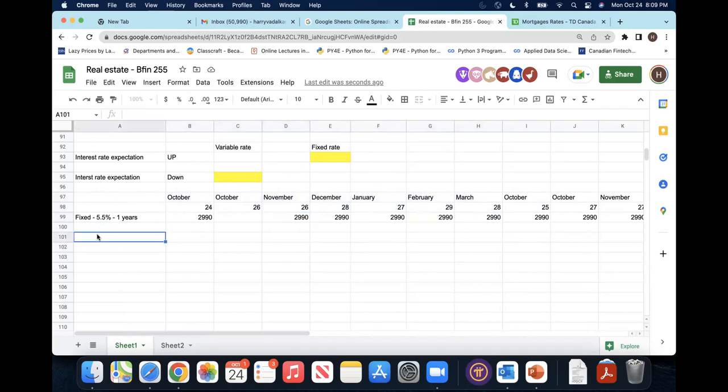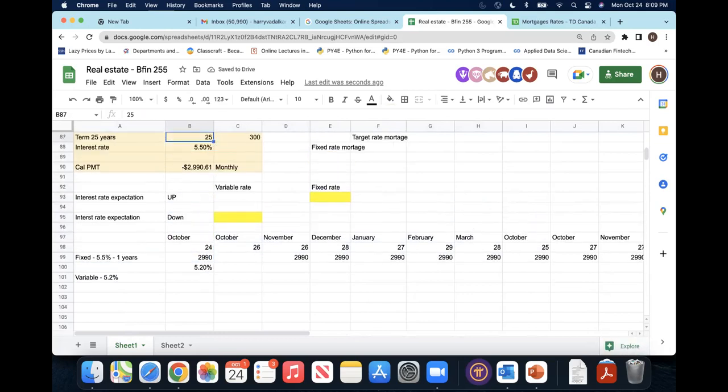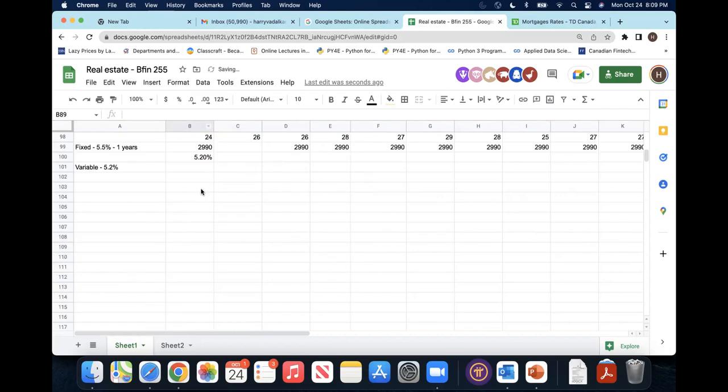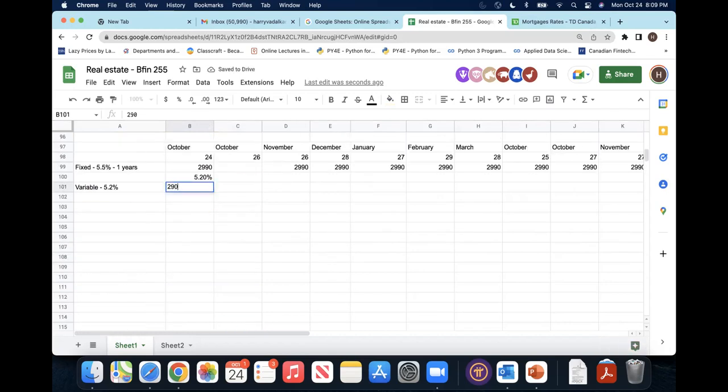Now you didn't attend this class, so you didn't know what is happening. So you took on a variable rate mortgage and you were very happy. Oh my god, I'm getting a good deal because it is 5.2% right now. So in October, the interest rate was 5.2%. If you calculate it, your payment will be lower. It is 2903. So effectively, you're saving some money here. You're saving $87 right now.